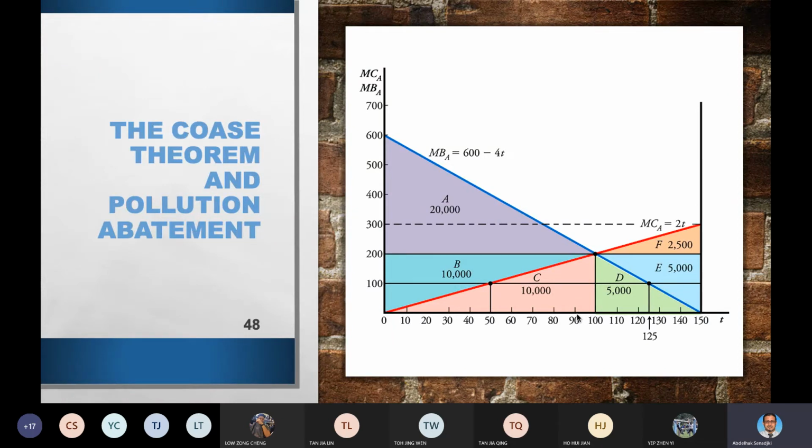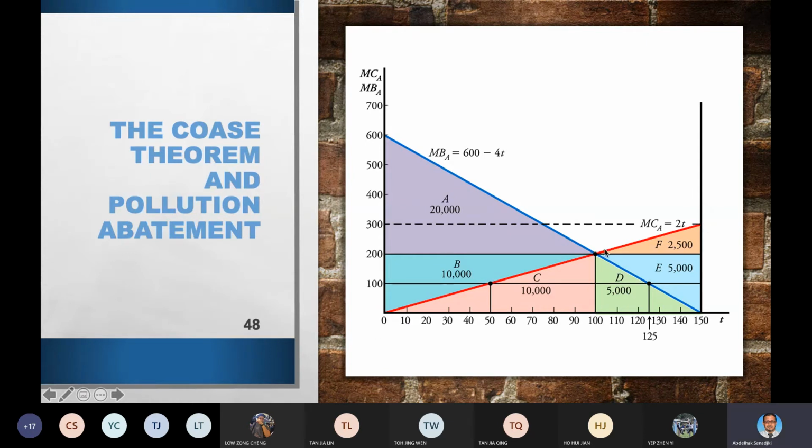Scenario 2, we assume that the property right to the river is assigned to the community or the victim, the fishermen. The community or the people have the copyright. So the community can completely ban the dumping of the firms or the pollution of the firms. And in this case, what happened? The total cleanup cost for the firm is much higher because it must clean everything, not here, but everything.